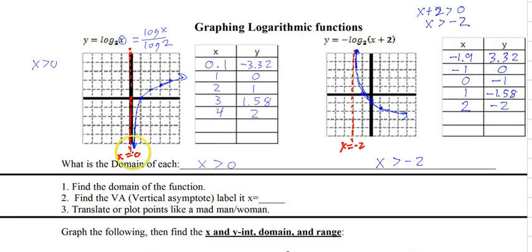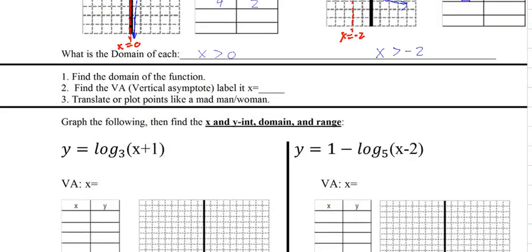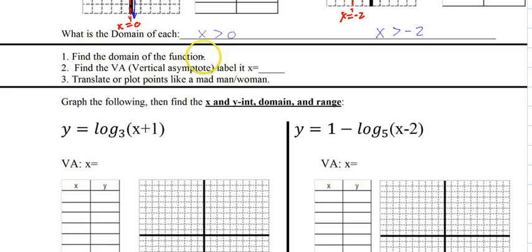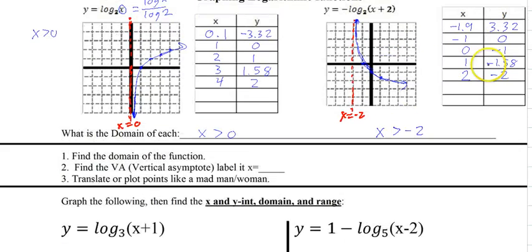You need a vertical asymptote, and it's the number from our domain. And then you just pick some values from that domain. So there's our steps. Find the domain, then find the vertical asymptote and label it x equals 0 or x equals 2. It's based on our domain. And then plot some points. And remember, you want to pick one that's close, and then just keep counting out.